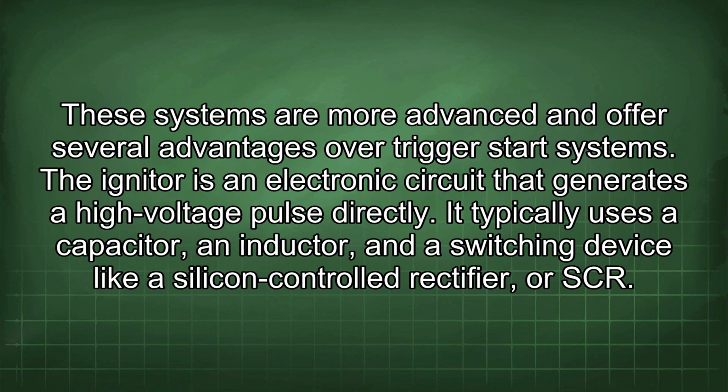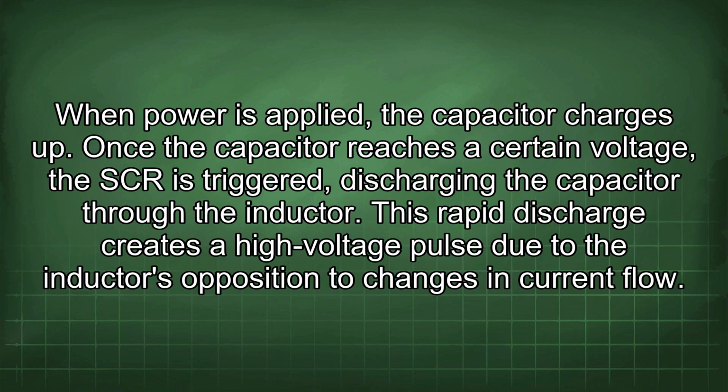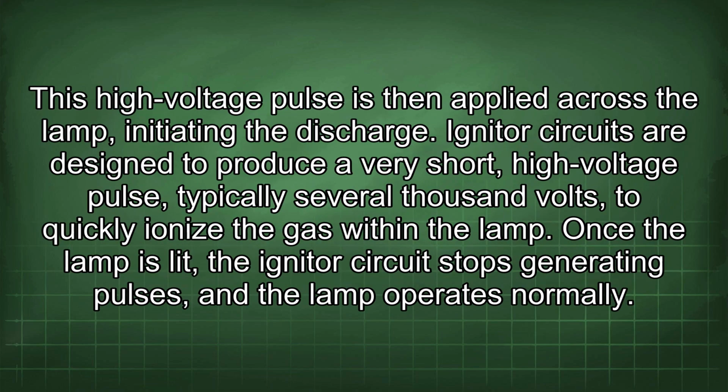Now, let's examine the ignitor start method. These systems are more advanced and offer several advantages over trigger start systems. The ignitor is an electronic circuit that generates a high voltage pulse directly. It typically uses a capacitor, an inductor, and a switching device like a silicon-controlled rectifier, or SCR. When power is applied, the capacitor charges up. Once the capacitor reaches a certain voltage, the SCR is triggered, discharging the capacitor through the inductor. This rapid discharge creates a high voltage pulse due to the inductor's opposition to changes in current flow. This high voltage pulse is then applied across the lamp, initiating the discharge.